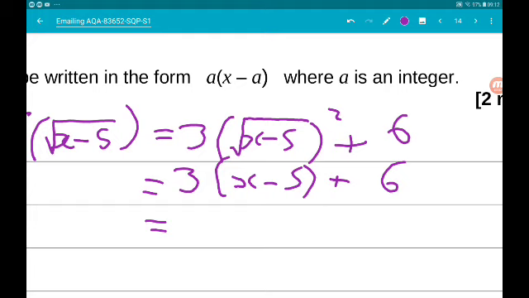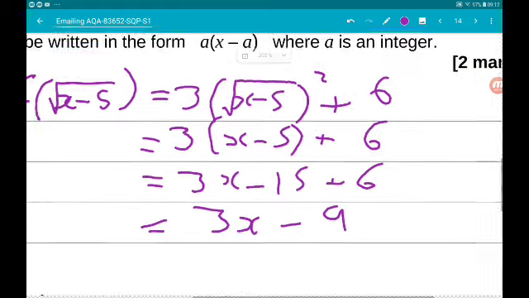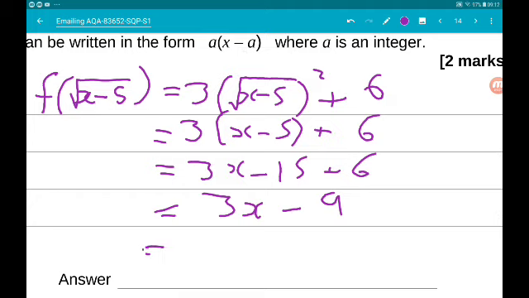Expand the brackets, we get 3x minus 15 add 6. So we can factorise. Let's simplify first though, so we get 3x minus 15 add 6 is minus 9. Now we can factorise. So we get 3 lots of x minus 3. Cool.